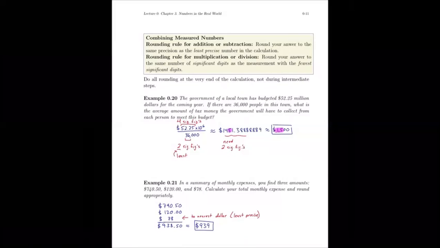In other words, we go to this 4 here in the hundreds place, because we know we'll have a 1 in the thousands place, and we need to round this 4 either up or down based on whether or not the next digit is 5 or greater. It's 5, so we round the 4 up to a 5 here. We end up with $1,500.